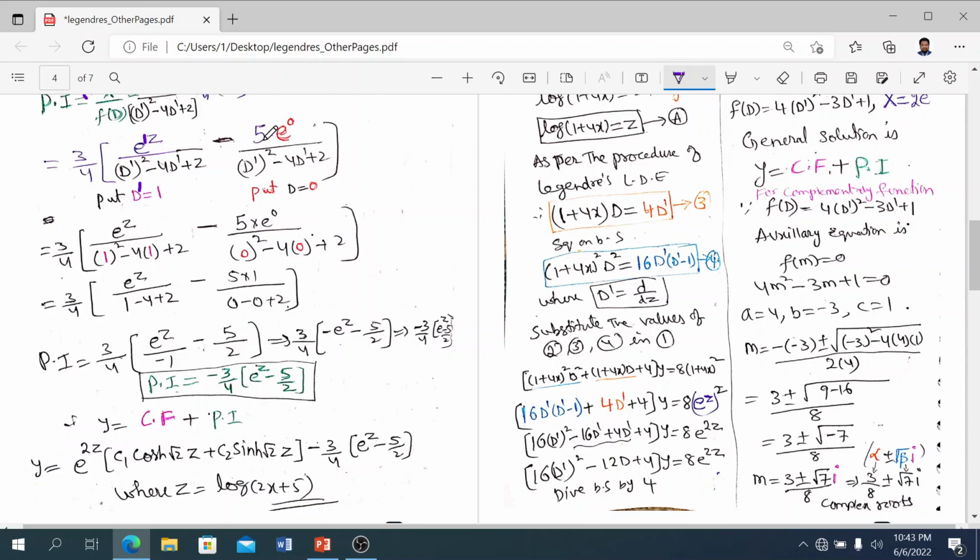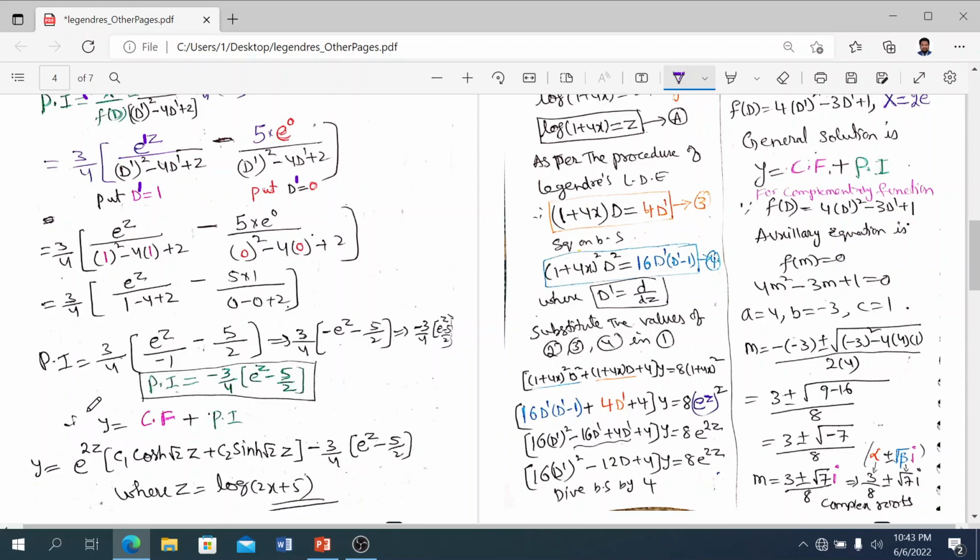Now for here, 5 e power of 0. So wherever D dash or D prime is there, substitute 0. So 5 e power of 0 by 0 squared minus 4 into 0 plus 2. So 0 squared is 0, 0, plus 2. So since e power of 0 is 1, 5 ones are 5 by 2. So here minus is there, minus is there, take out minus common, so minus 3 by 4 e power of z minus 5 by 2. Okay, so this is our particular integral.